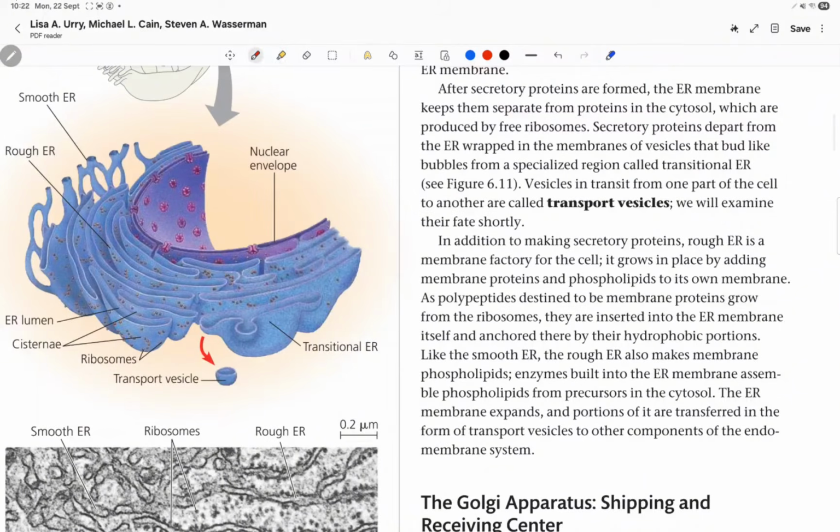Here we have a picture of the RoughER, which whatever it makes has to be packaged inside a transport vesicle, which then has to go to another organelle called the Golgi body or the Golgi apparatus.